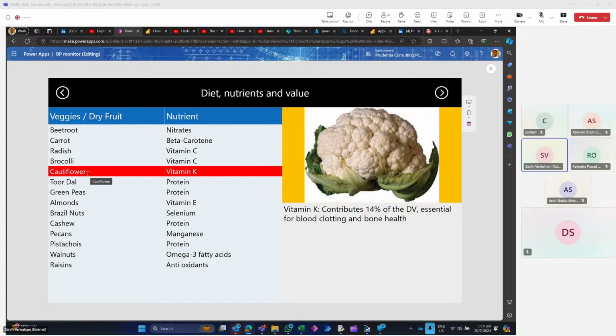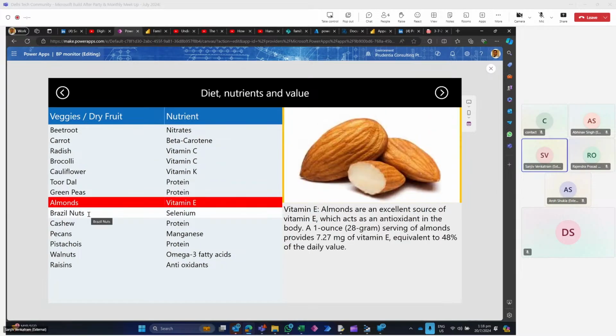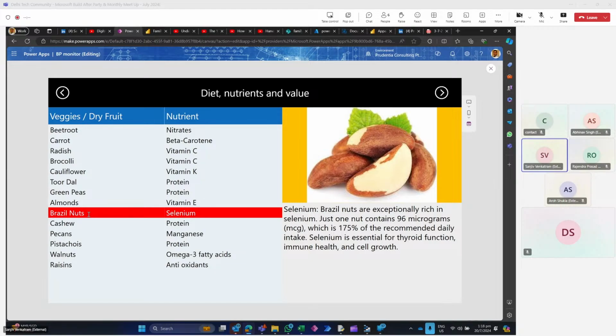Then at around 2 o'clock, I basically have my nuts. So I basically have almonds, which is vitamin E, Brazil nuts, which is very important. It has something called selenium.